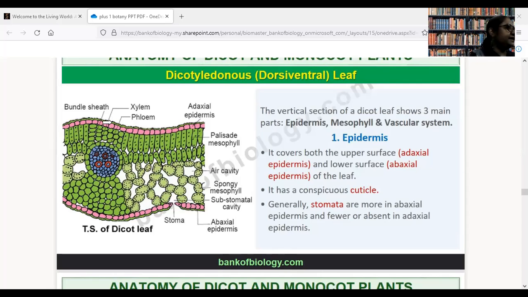Right? In root or stem, what is there? Only one surface, because it is cylindrical. So only one surface is open. From inside it is not hollow, isn't it? Yes. But in case of leaf, the upper surface and the lower surface both are open. So it will have two epidermis. If you look into dicot leaf, the upper surface or adaxial and lower surface or abaxial surface, both have epidermis. It has cuticle. Generally, stomata are present more in the abaxial surface, that is at the lower surface.